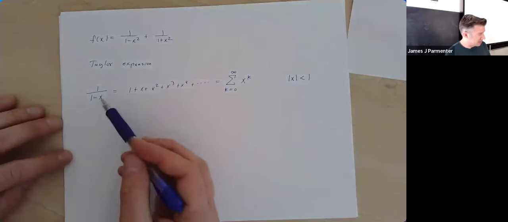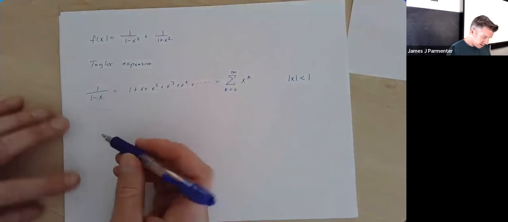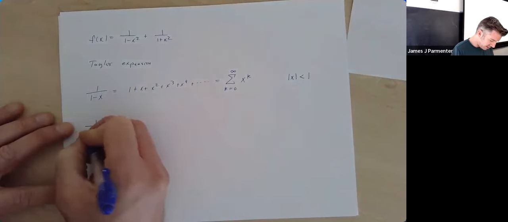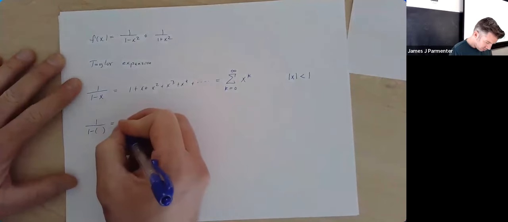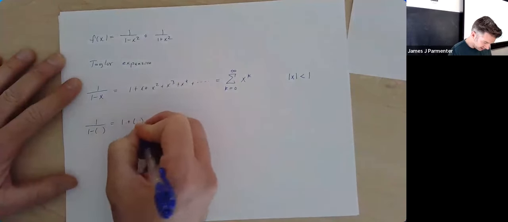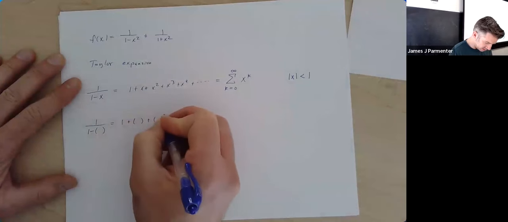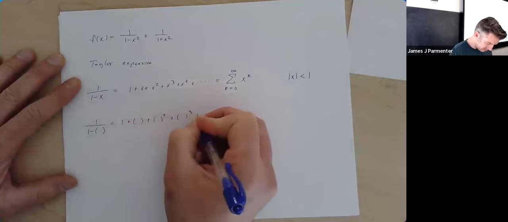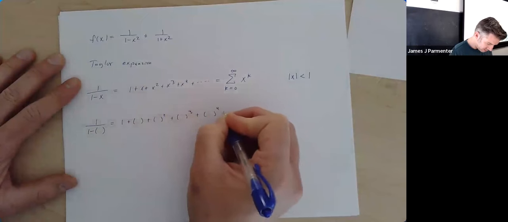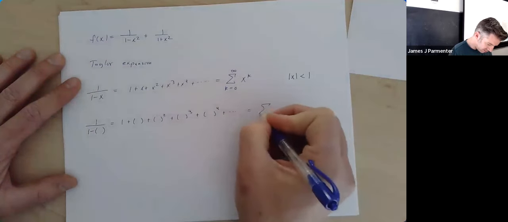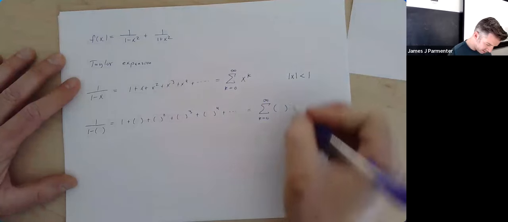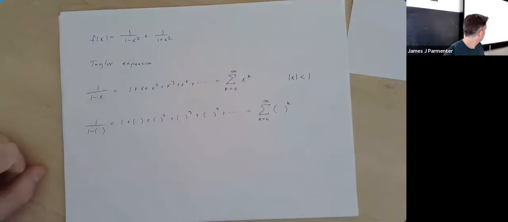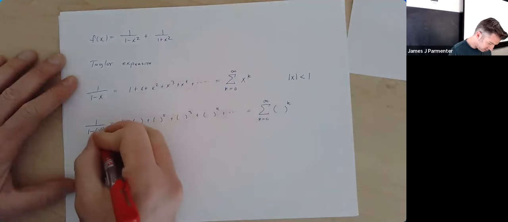But then we can abuse this. I also know that 1 over 1 minus anything is 1 plus whatever anything is, plus whatever anything is squared, plus whatever anything is cubed, and so on. So it's really just the sum from k equals 0 to infinity of whatever we have in that spot to the kth power. And so I can put an x squared there if I want to.